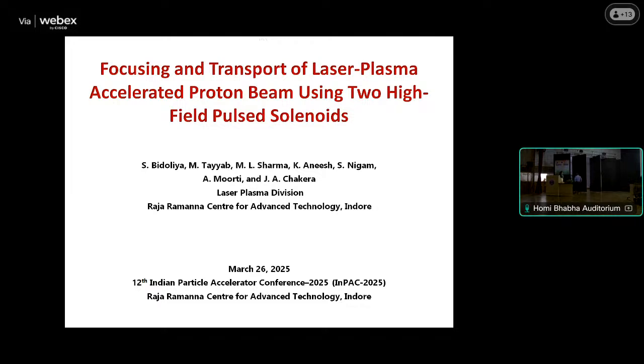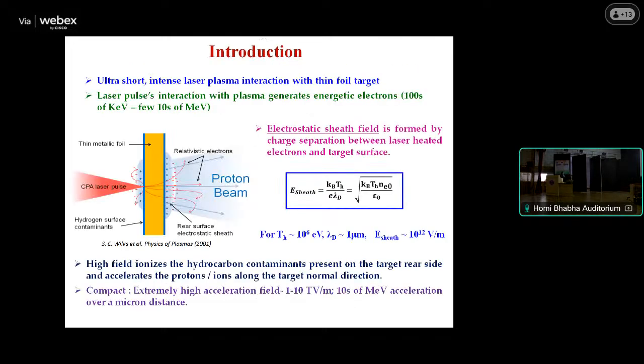So good afternoon, everyone. I'll be presenting our work today on focusing and transport of laser plasma accelerated proton beam using high field pulsed solenoids. So let us first begin with the acceleration scheme. Here, when an ultra-short intense laser pulse interacts with a thin foil target, it leads to generation of plasma on the target front surface.